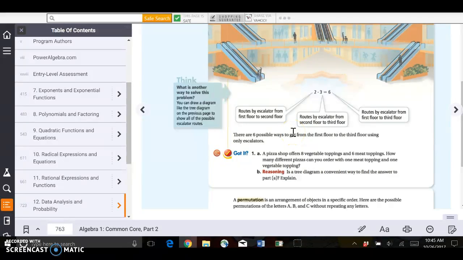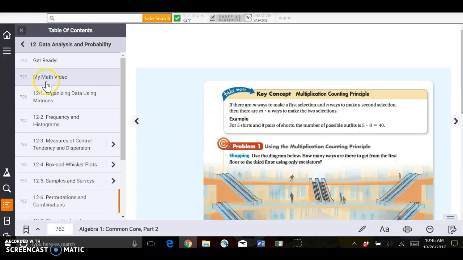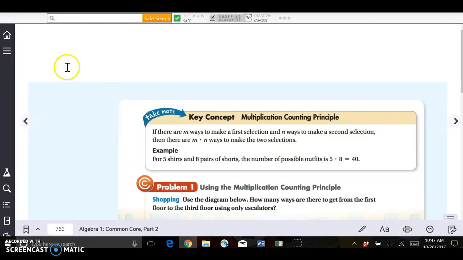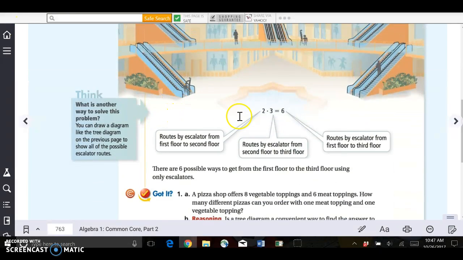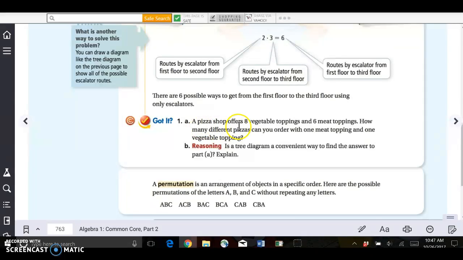It says a pizza shop offers 8 vegetable toppings and 6 meat toppings. How many different pizzas can you order with 1 meat topping and 1 vegetable topping? Well, again, it's the same concept. I have 8 vegetables, 6 meat. So I will multiply 6 times 8, and I will get my answer, right? Okay, and so, sorry, I was trying to make the screen a little bigger. So that means 8 times 6 will give me 48 ways.